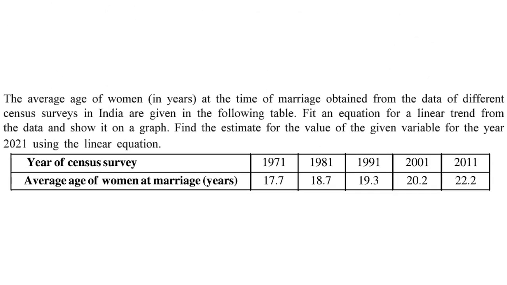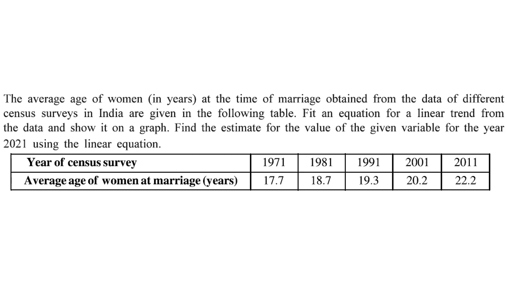Now the last question of this tutorial: the average age of women in years at the time of marriage, obtained from the data of different census surveys, is given in the following table. Okay, we have various census surveys and the average age of women at the time of marriage is given. 1971 is 17.7 years, and in 2011 it is 22.2. So gradually the data is increasing.